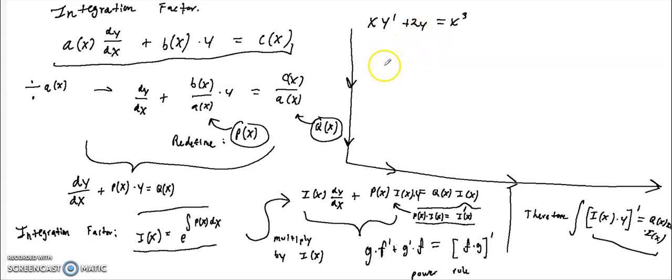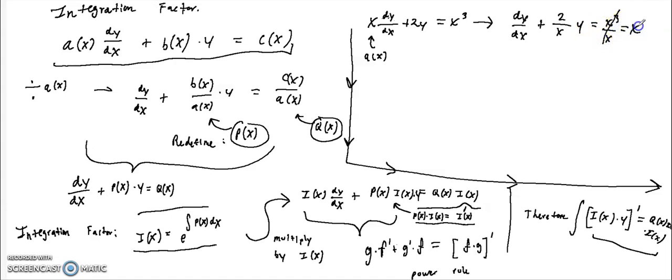So first of all, we have our a of x right here. And what we need to do is isolate this y prime. And I'm actually going to write this as dy dx. We need to isolate this dy dx. So we're going to divide everything by x. So we end up getting dy dx by itself plus 2 over x y equals x cubed over x equals x squared.